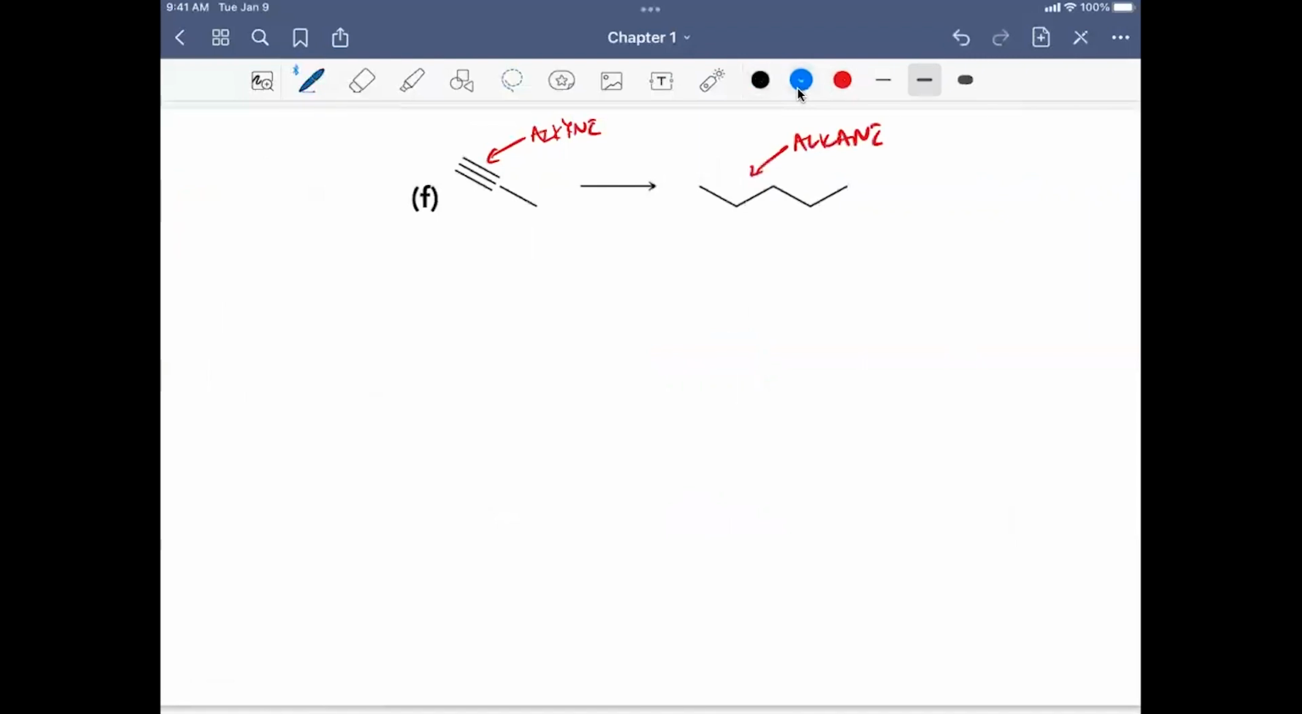So let's count our carbons before anything. We have 3 carbons at the start. We have 5 carbons at the end. So we need to add, looks like 2 more carbons, so we know how to do that, right?